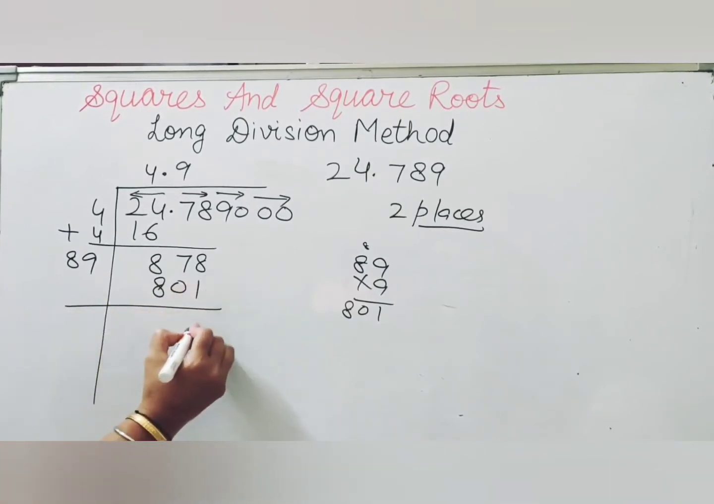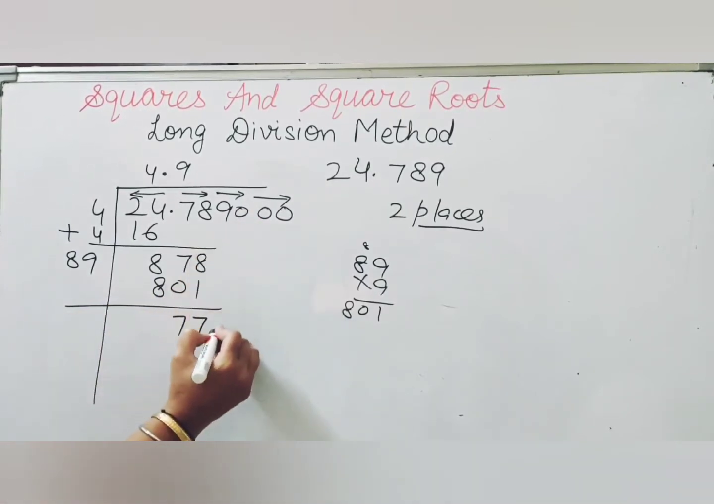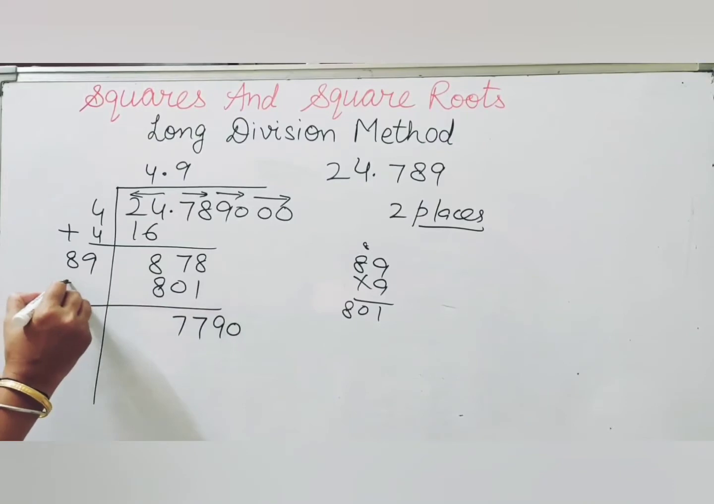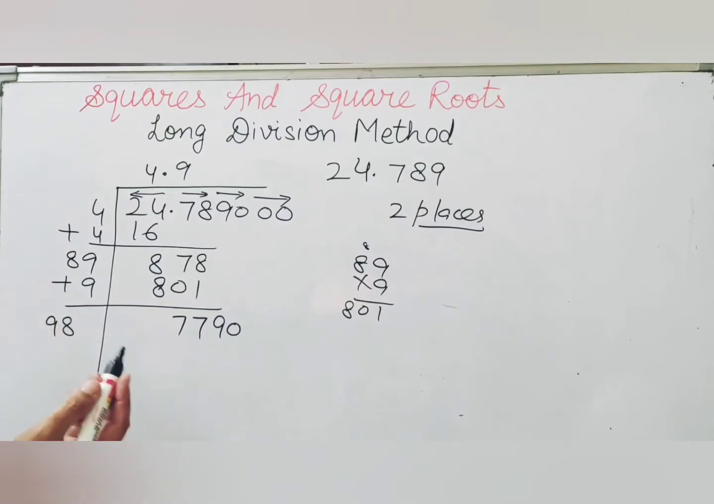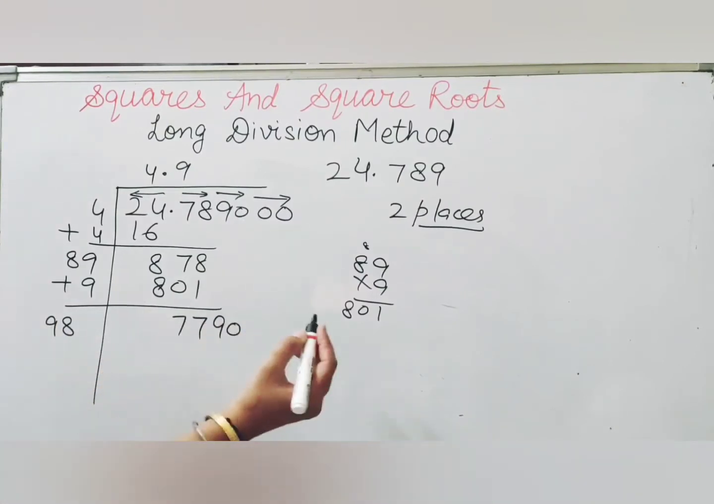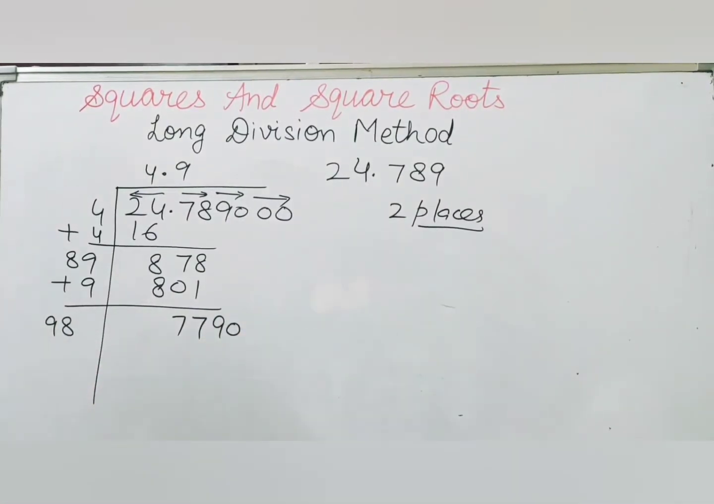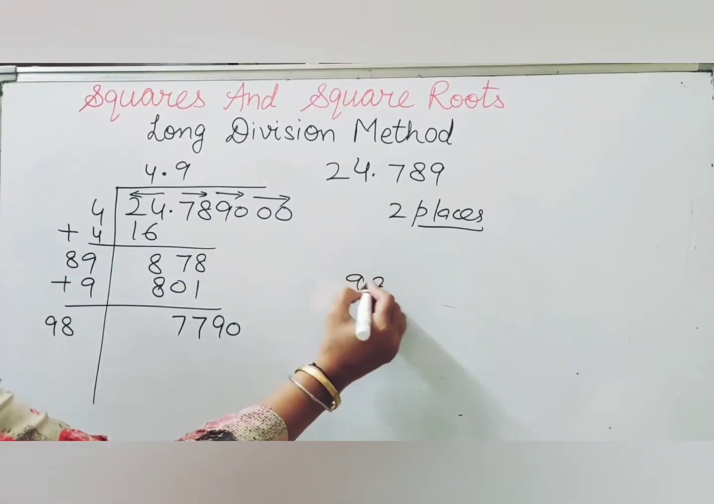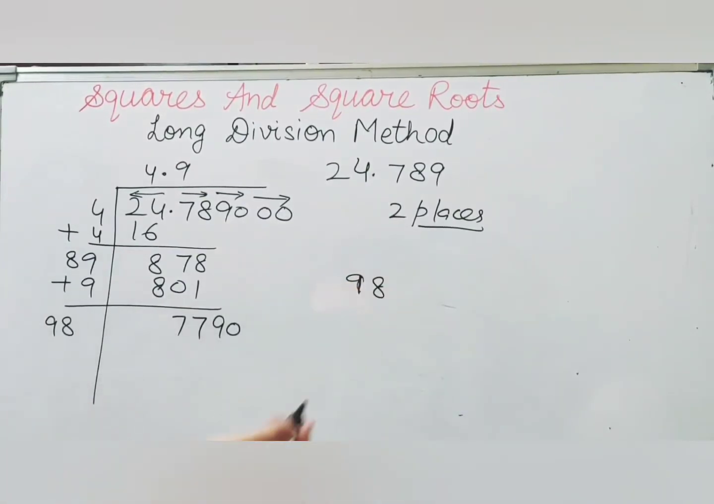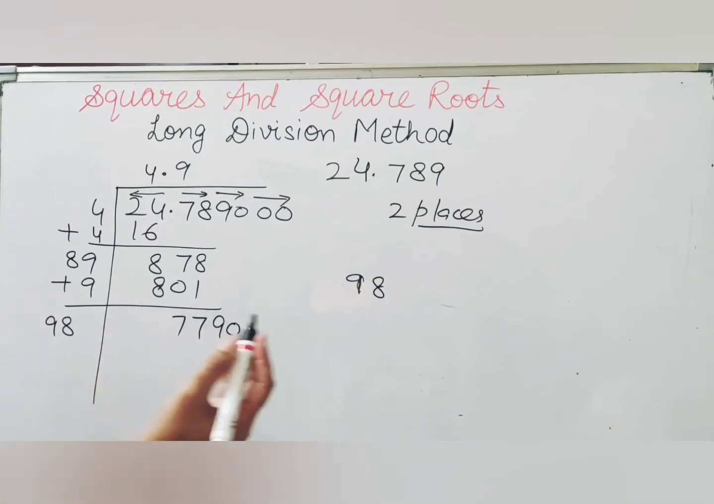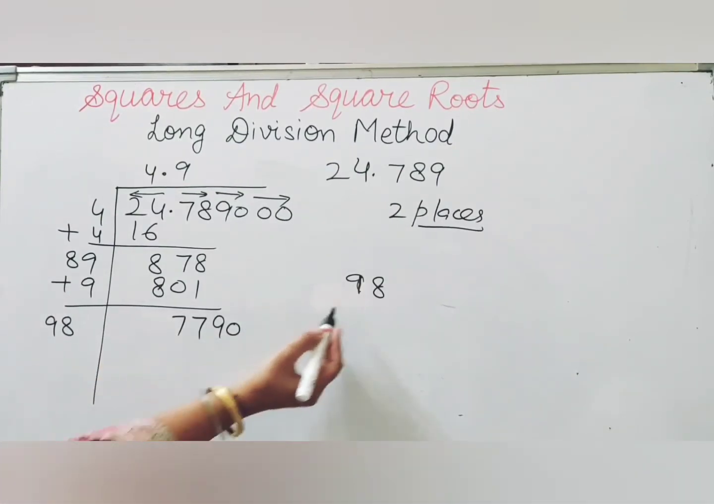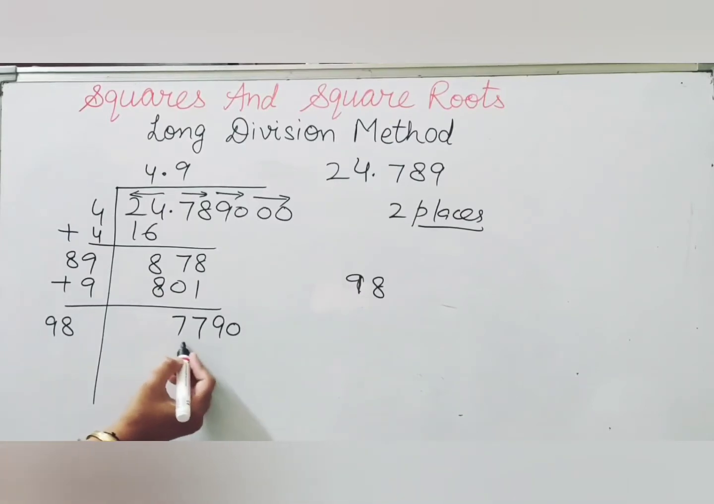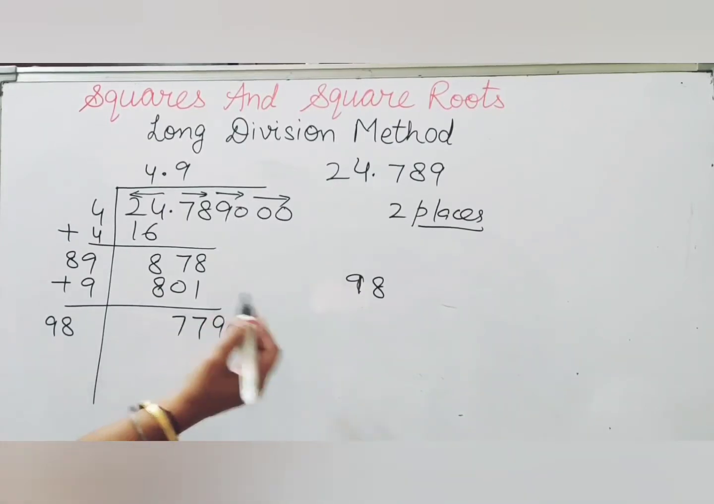The next step is subtraction and carry down the next pair, that is 90, and on this side add the quotient, it would be 98. Now think about a number again. What number do we have to put on the right of 98? Let me check. 9 sevens are 63 and it is 77. 9 eights are 72, near about. So we will check 7 and 8 both.